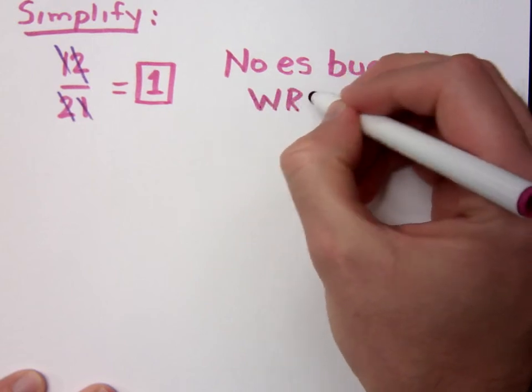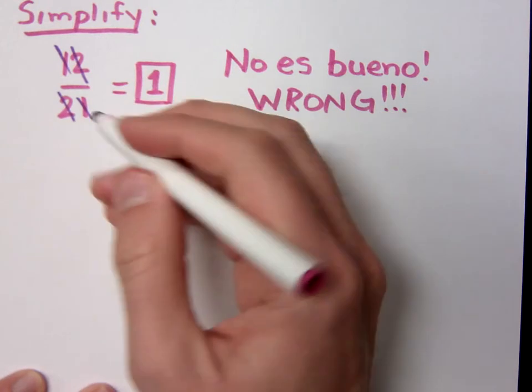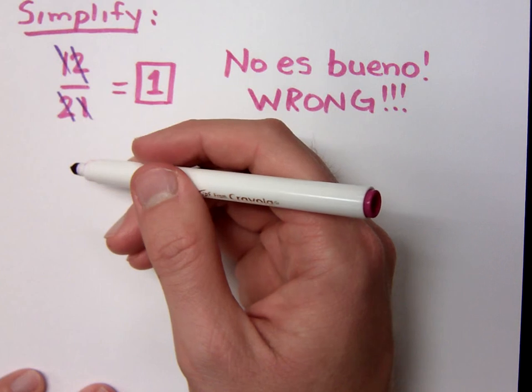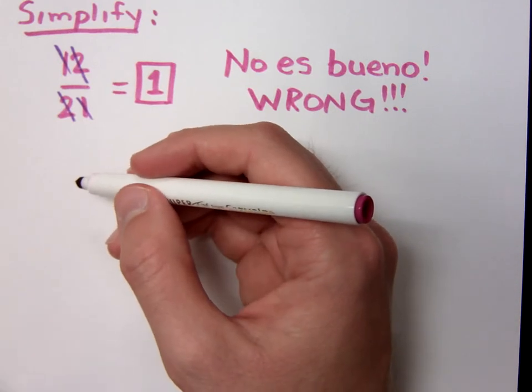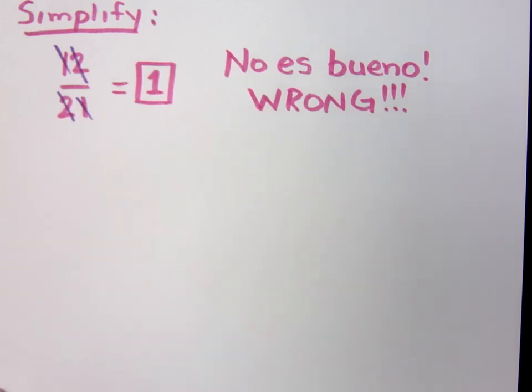Don't do what I just did here. This is wrong. It's not even close. Bad people are the ones who do this. If you see your friends doing this, unfriend them on Facebook. Don't talk to them anymore. And definitely don't eat their cooking.